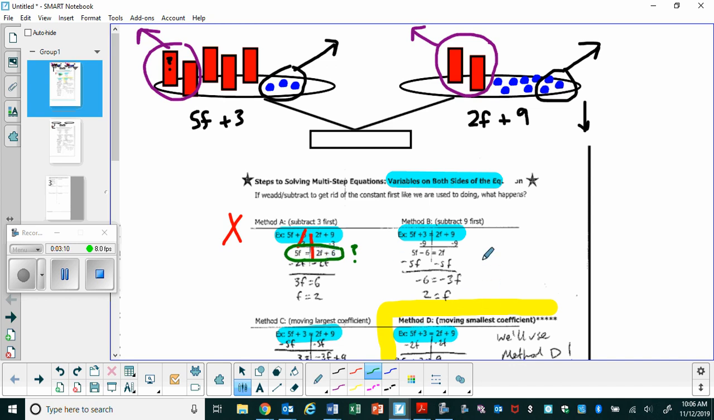Now, another thing that you could do is to see that you have a 9 on both sides and try to cancel out 9 on this side, and then 3 minus 9 would be -6. And once again, you're still left with an f on both sides of the equation, which is why we want to avoid method B as well. Now, you'll notice that both of these methods move the constant first, and that's going to be your gut reaction, to move the constant first. But if you move the constant first, then you're still left with a variable on both sides, and that's why this is going to be unfamiliar, and we want to avoid these methods.